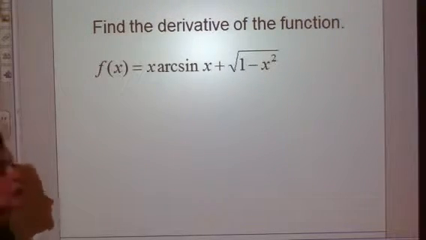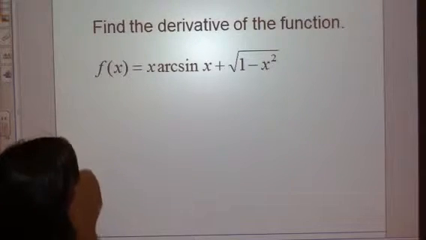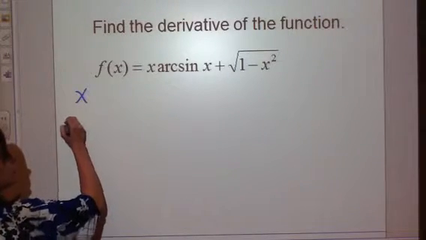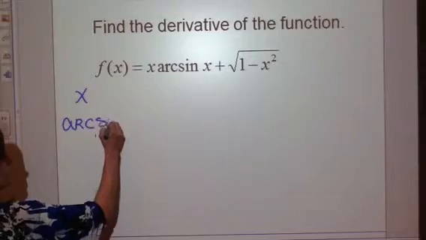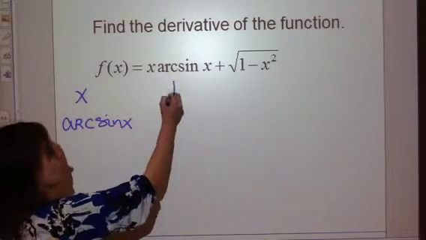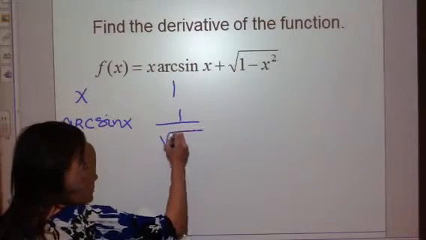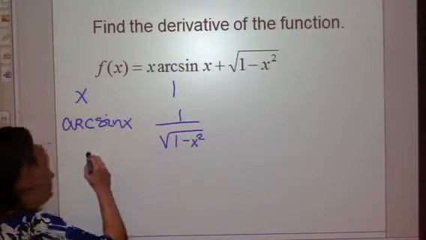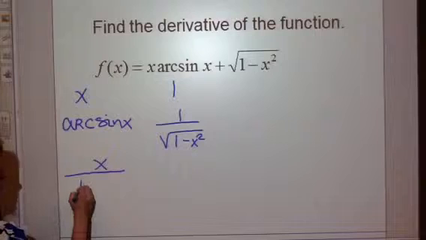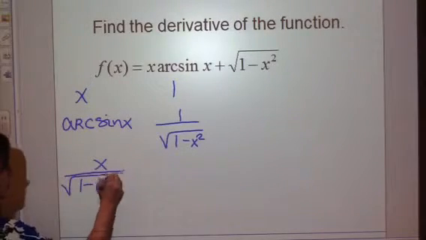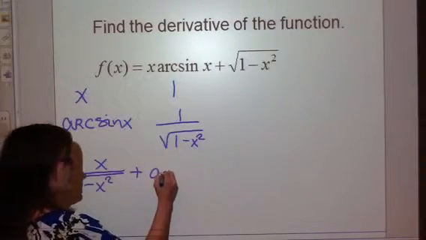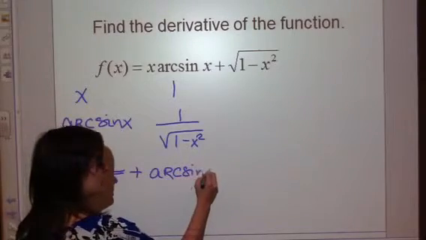Try this one on your own. You should say the first, you have to do the product rule. So you get 1 for arc sine, you get 1 over square root of 1 minus x squared. Crisscross, so you get x over 1 minus x squared unsquared. Arc sine times 1 is arc sine.